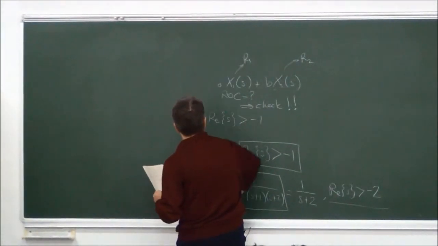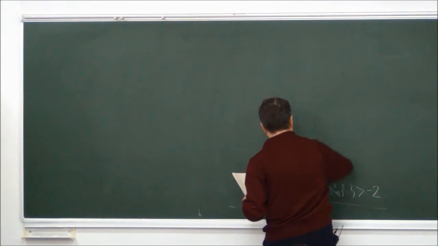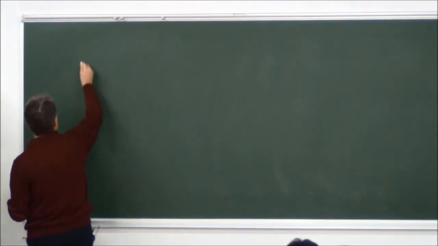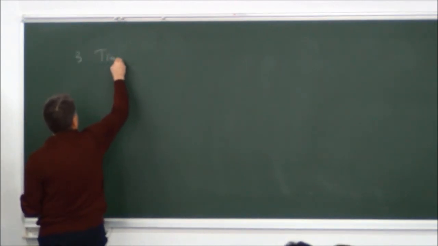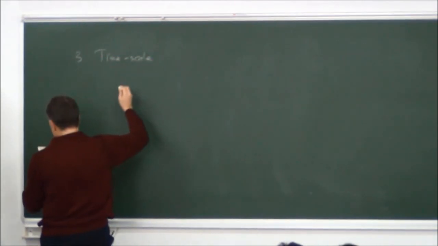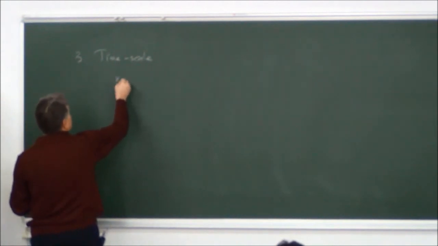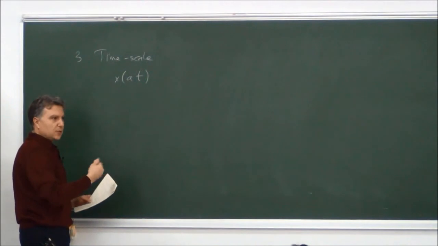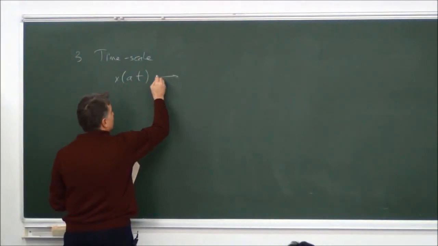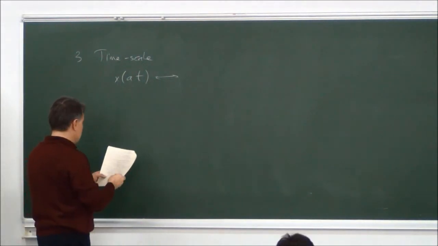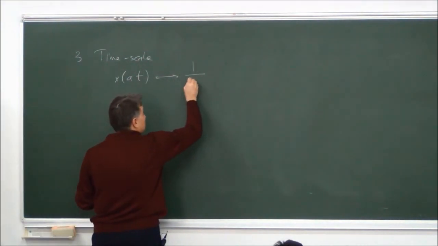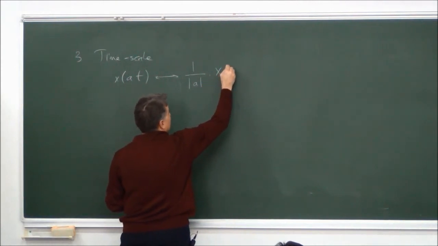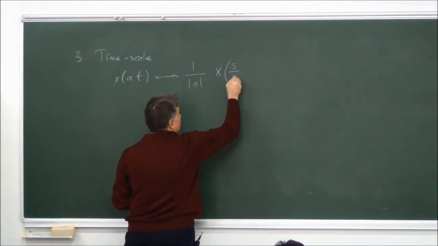Another interesting property, the third one, is time scaling. What happens to the time scaled signal's Laplace transform? If x of t has a Laplace transform of X of s, then what is the Laplace transform of x of a times t? It's the same as the Fourier transform, by the way. We have 1 over a times capital X of s over a.